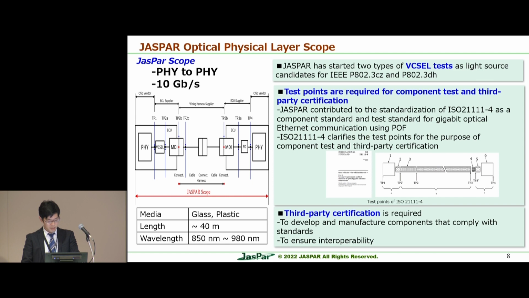We have started testing two types of VCSELs, the IEEE P802.3cz and P802.3dh light source candidates. Also, we are considering the test points necessary for each component test and third-party certification for multi-vendorization. We report on these details.